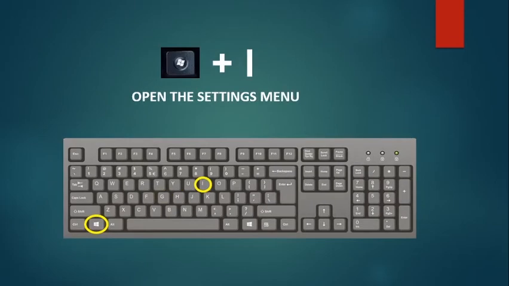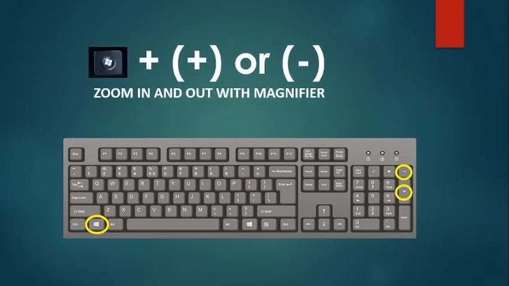Next is Windows plus I. This opens up the Settings menu for you, so if you want to get to the settings quickly, you can just use this. Next is Zoom. This is Windows plus. You can use a combination of Windows plus plus sign or Windows plus minus sign to zoom in and out with the Magnifier app. It opens up the Magnifier automatically and then zooms in for you.